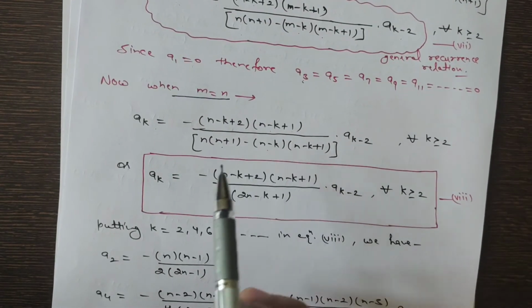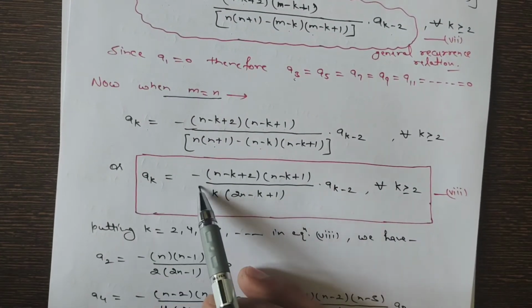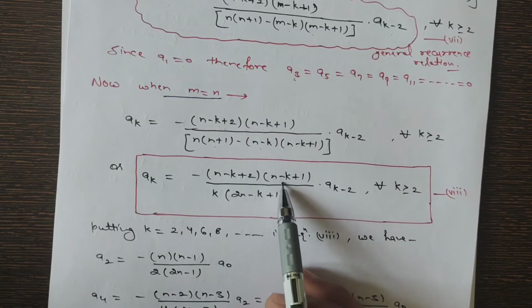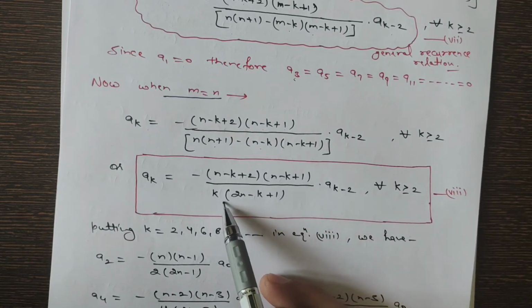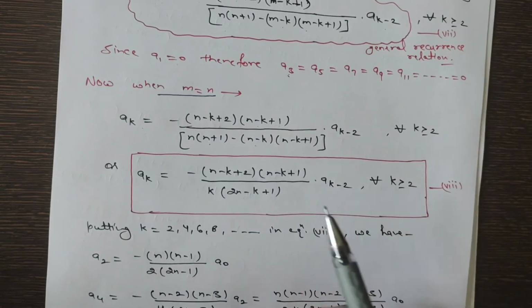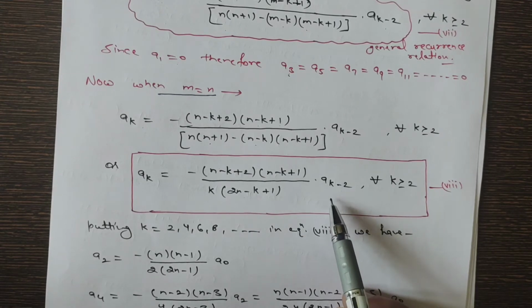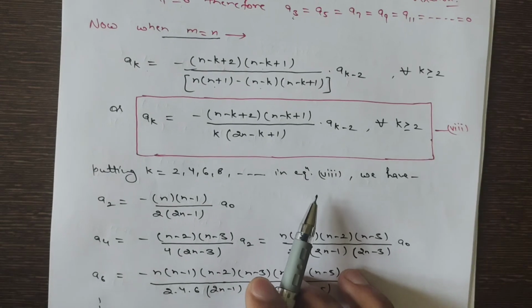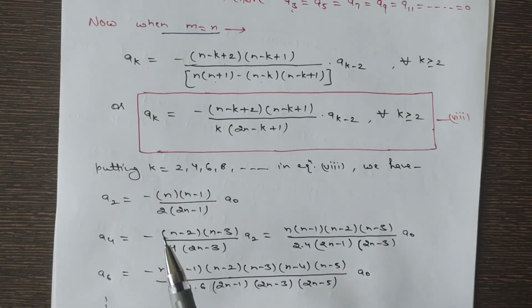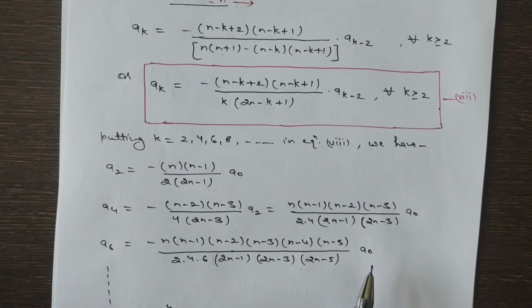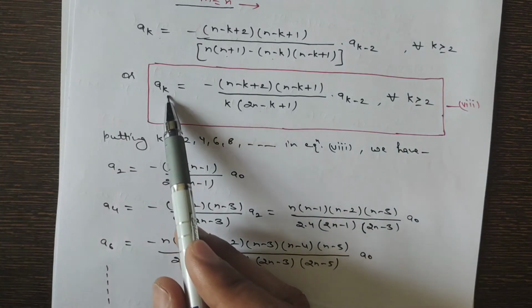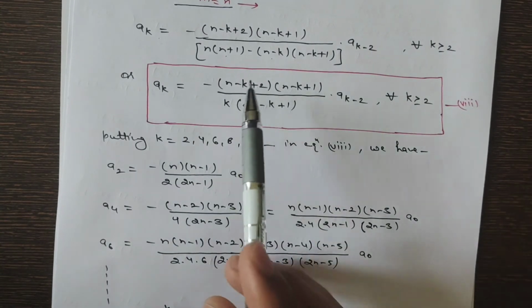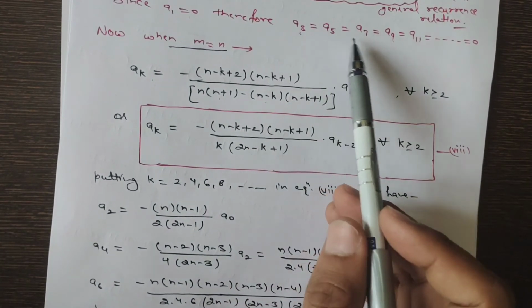Just simplify this term and we will have a_k as minus (n-k+2)(n-k+1) divided by k(2n-k+1) into a_{k-2}. I have marked this as equation 8. So now we can put the various values of k to determine the different coefficients. So first put k equals 2 here. There is no need to find odd coefficients because they are automatically 0.